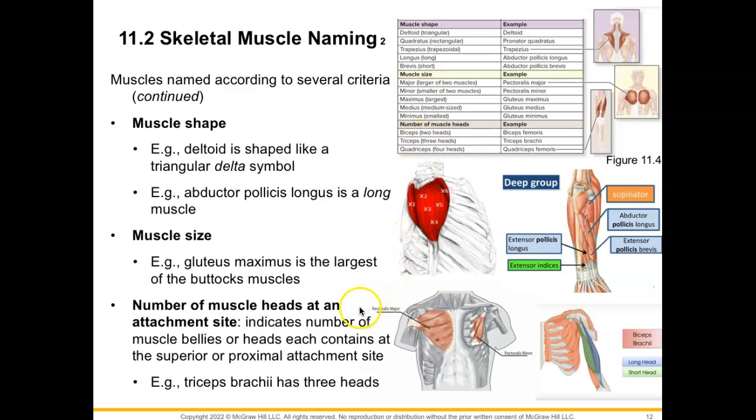And lastly, we have the number of muscle heads at an attachment site. This is telling us the number of muscle bellies or heads that we're going to find at the superior or proximal attachment site. So for example, we have the triceps brachii that has the 3 different heads. We have the biceps here, which has the 2 different heads. And another example of that would be our quadriceps muscles, which have 4 heads. And we find that in the anterior thigh.